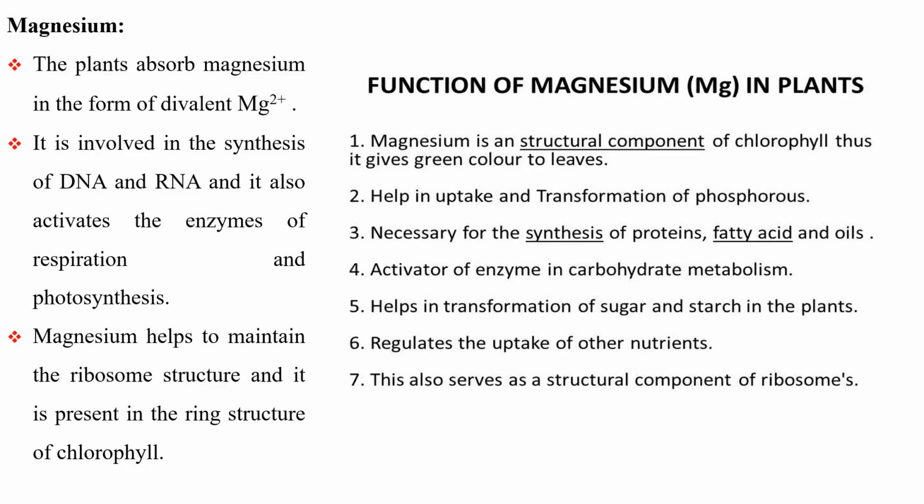Magnesium. The plants absorb magnesium in the form of divalent magnesium ion. It is involved in the synthesis of DNA and RNA, and it also activates the enzymes of respiration and photosynthesis. Magnesium helps to maintain the ribosome structure, and it is present in the ring structure of chlorophyll.